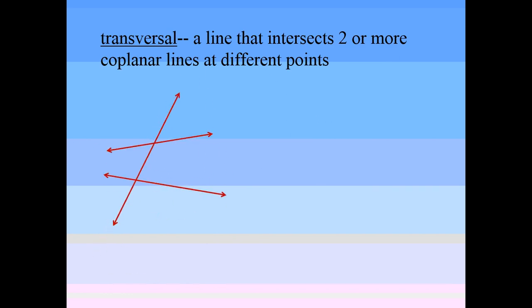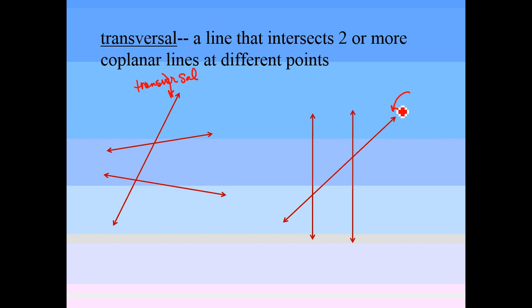So what is a transversal? First off, a transversal is the line that intersects two or more coplanar lines. So this line right here is called the transversal. The transversal is the line that intersects the other two or more coplanar lines. This one here is called the transversal, and that's because it's the line that intersects two or more coplanar lines.